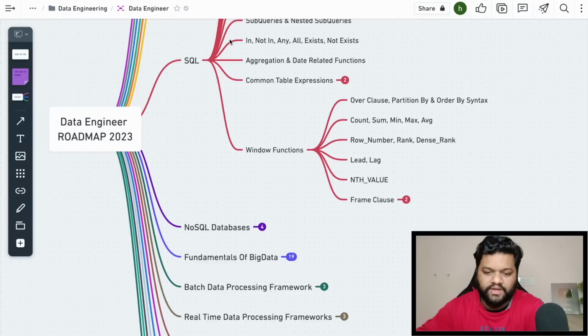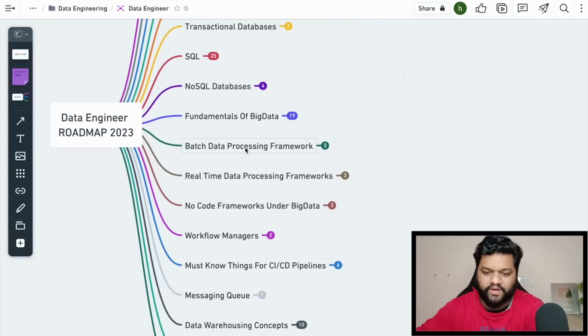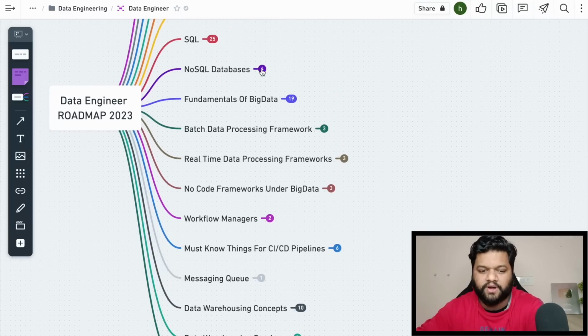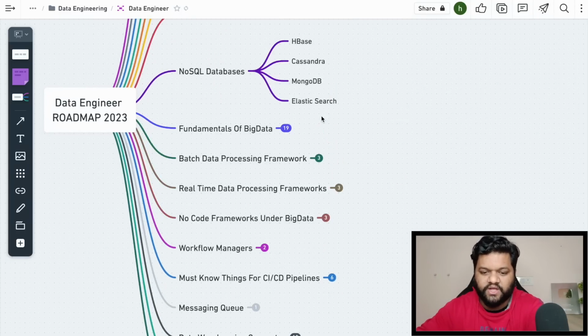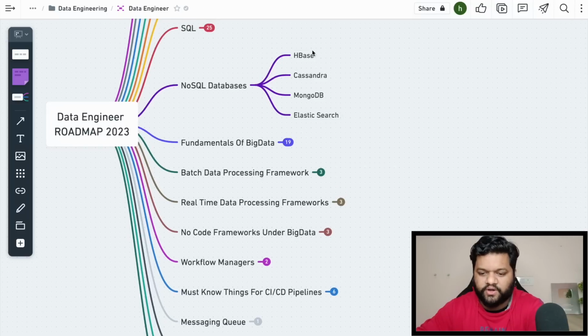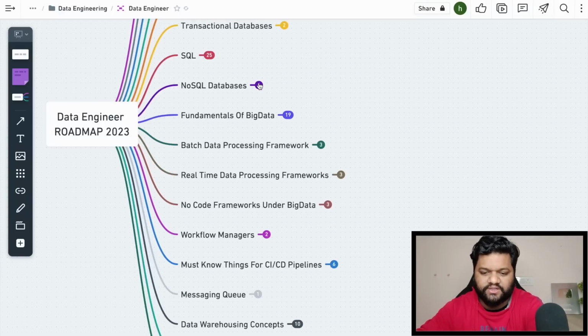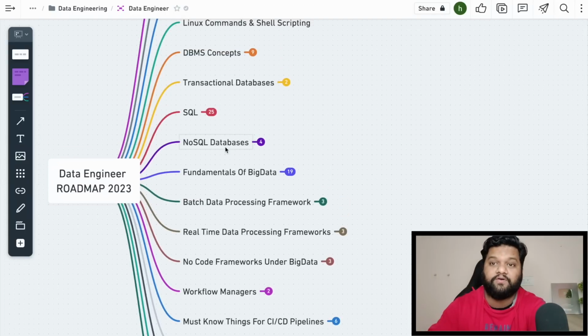Now moving on to the next one, which is NoSQL databases. Again, a super important part of the big data space. First, try to understand the basics based on the CAP theorem, and then pick any NoSQL database to start with, like HBase, Cassandra, MongoDB, Elasticsearch. Now, up to this point, we have covered the first half of the mandatory skill set for data engineers.